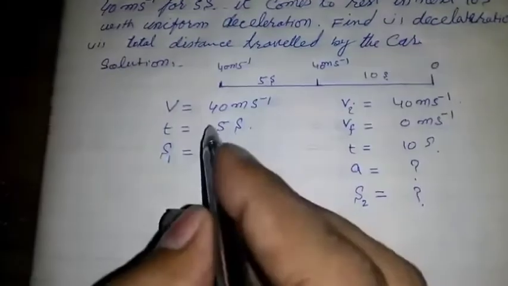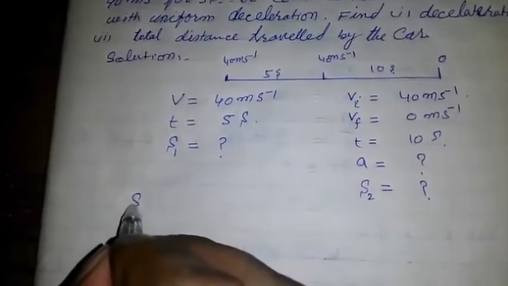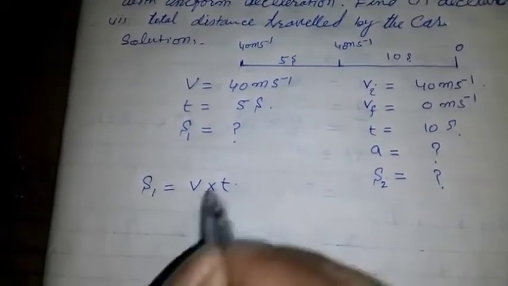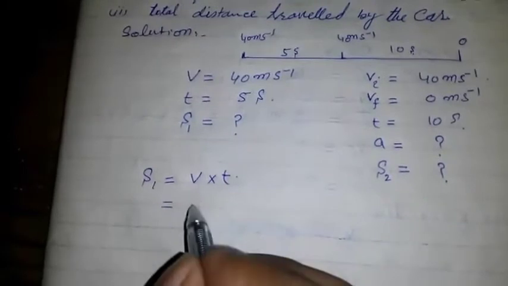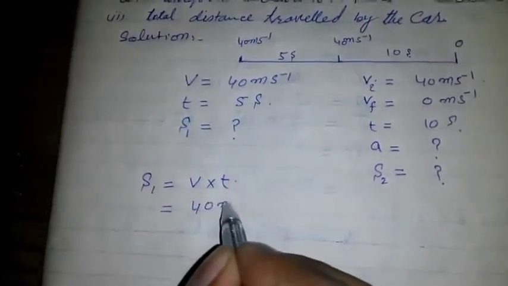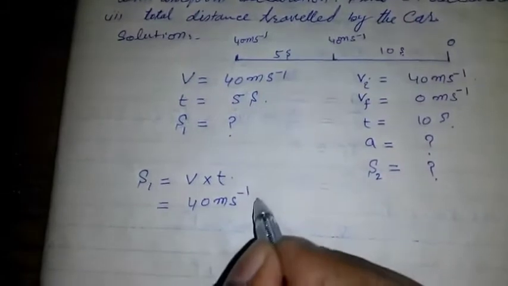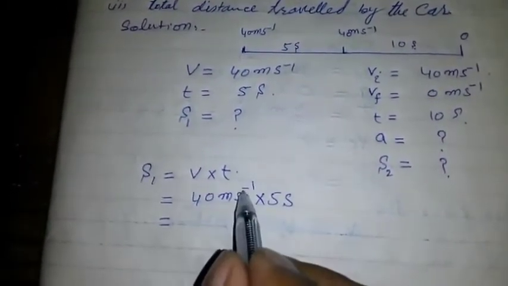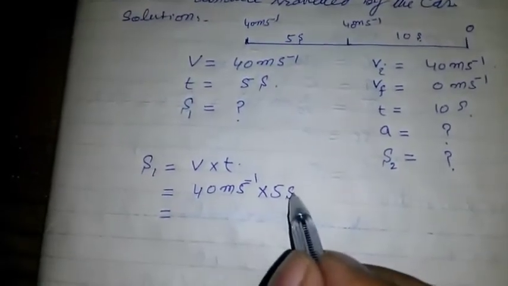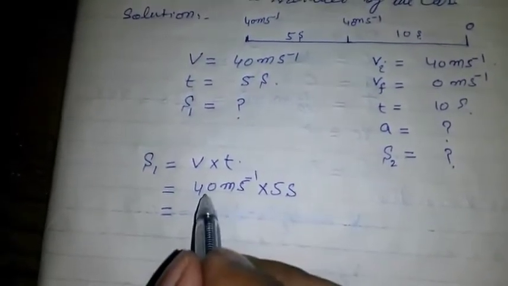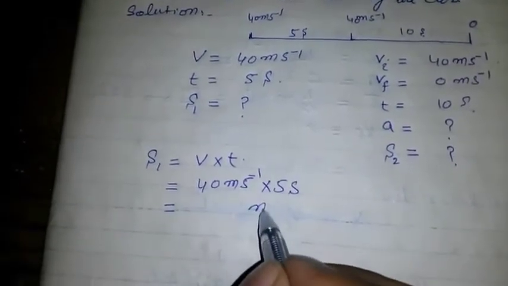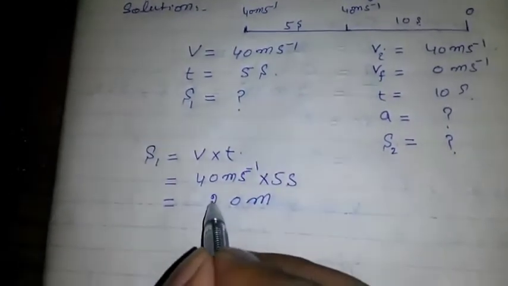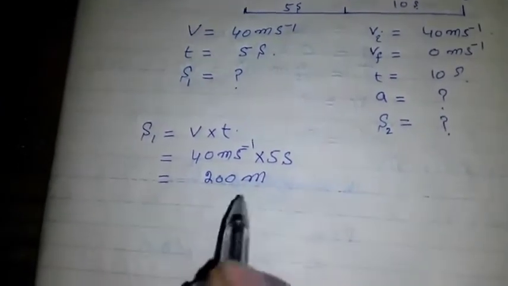Now first we solve this. S1 is equal to V into T, which is equal to 40 meter per second into 5 seconds. The s to the power minus 1 cancels with the s, and we get m, only meter, as the unit. 5 4s are 20. This is 200 meter.